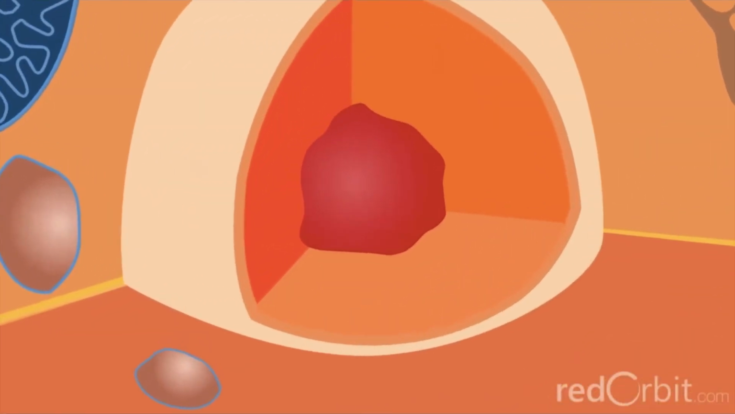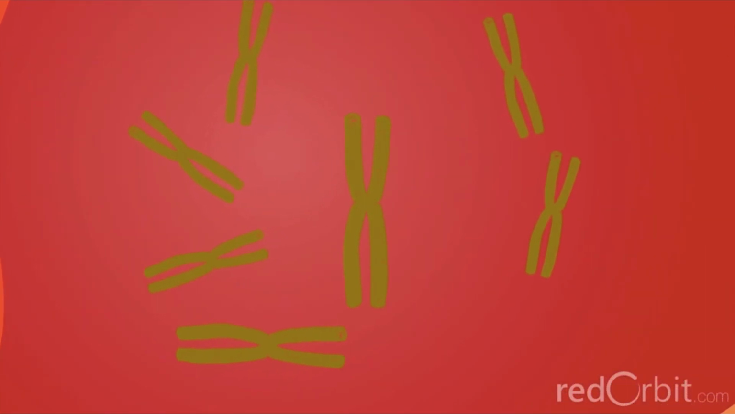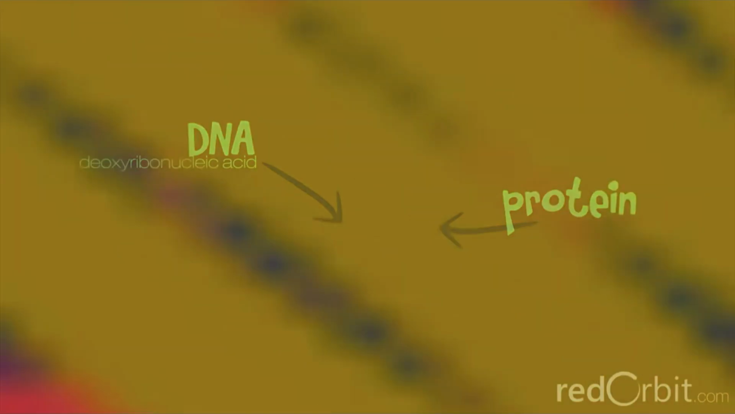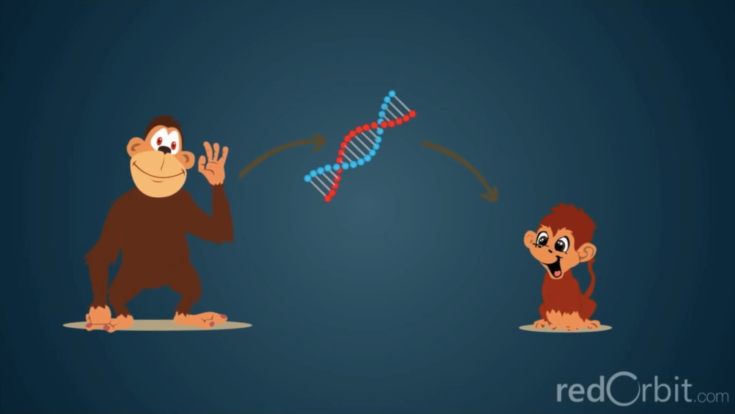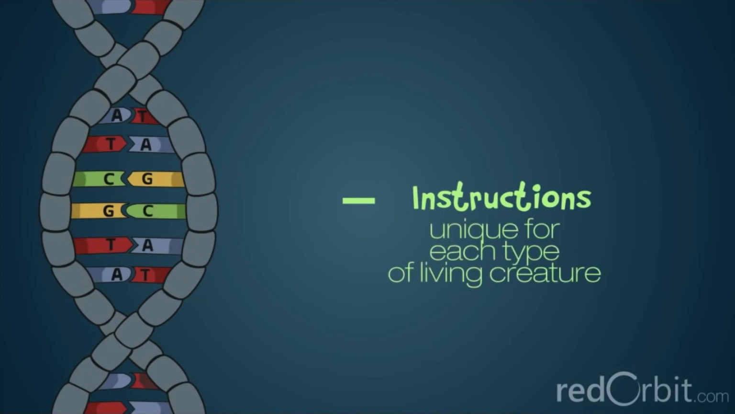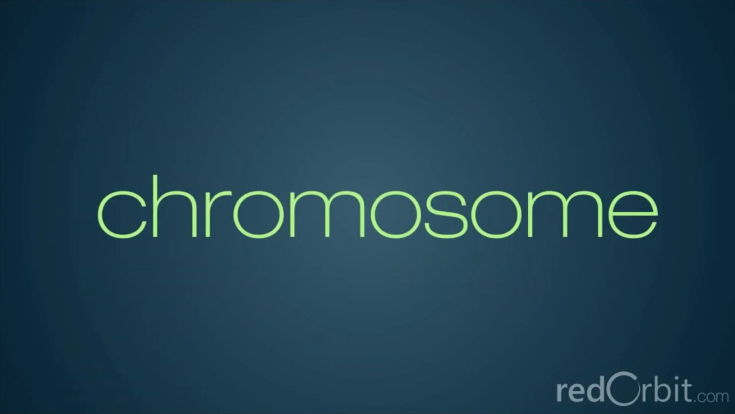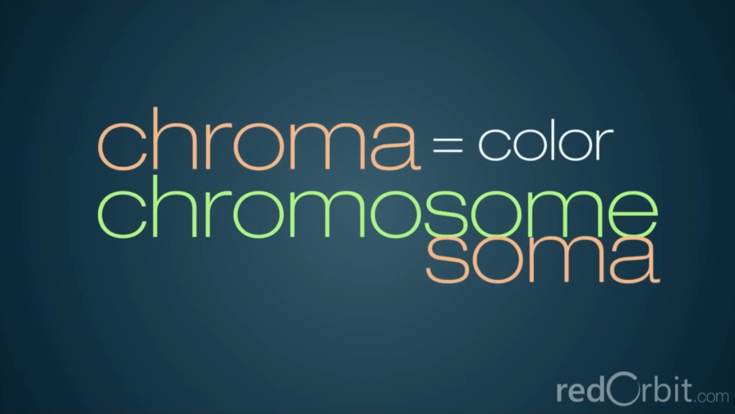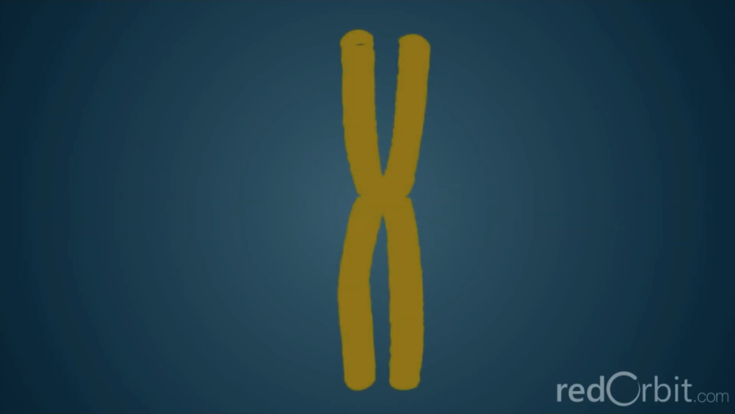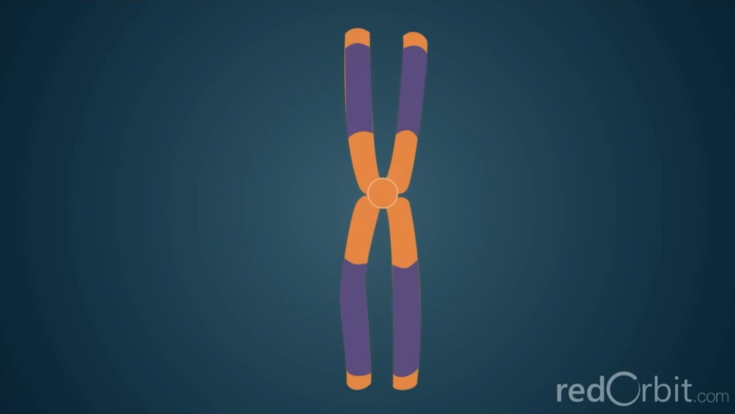Now let's explore chromosomes. Chromosomes are thread-like structures located inside the nucleus of animal and plant cells. Each chromosome is made of protein and a single molecule of deoxyribonucleic acid, or DNA. Passed from parents to offspring, DNA contains the specific instructions that make each type of living creature unique. The term chromosome comes from the Greek words for color, chroma, and body, soma. Scientists gave this name to chromosomes because they are cell structures, or bodies, that are strongly stained by some colorful dyes used in research.